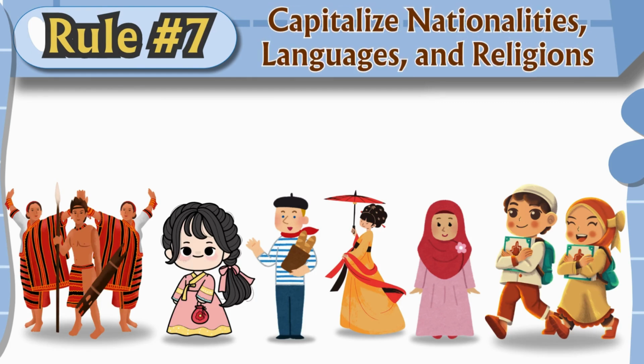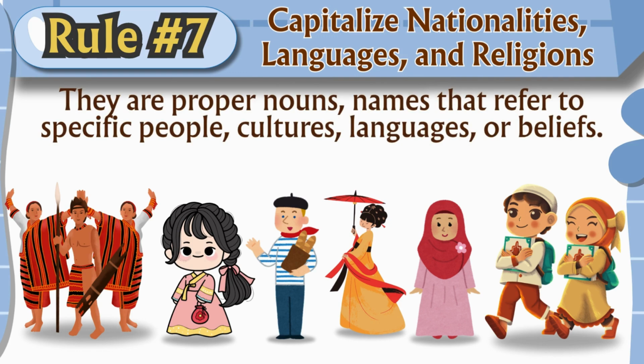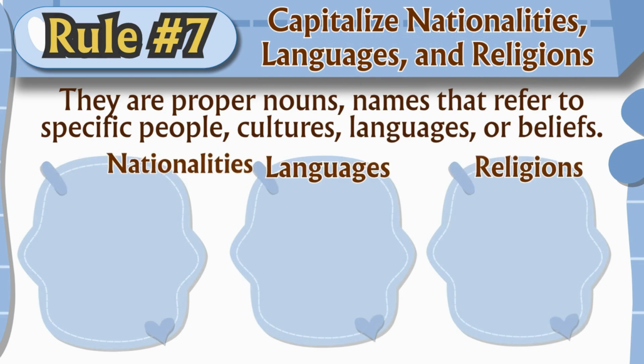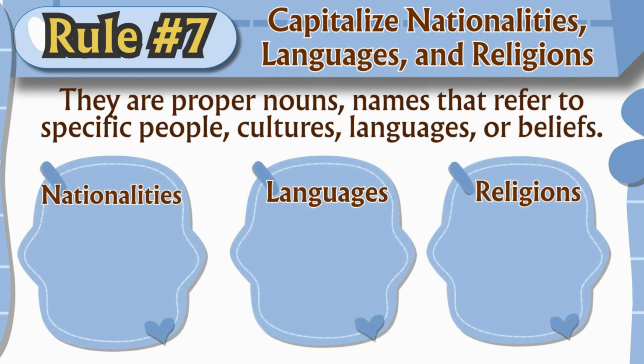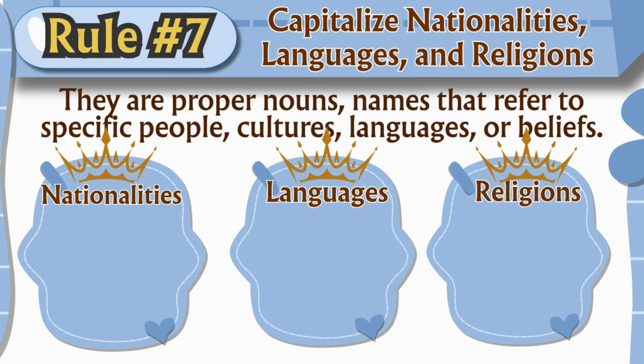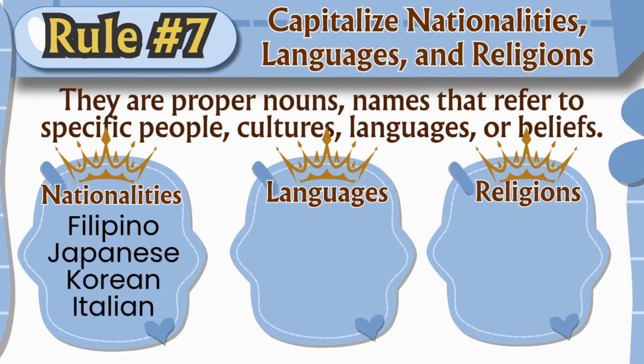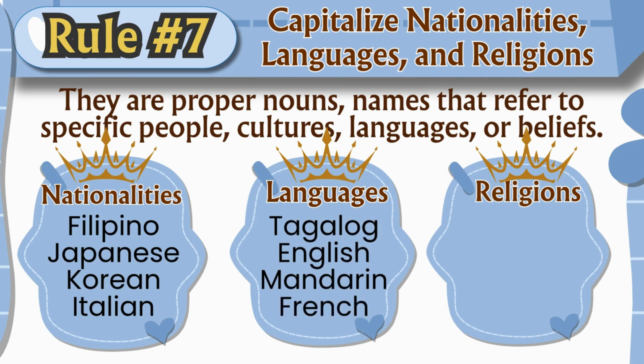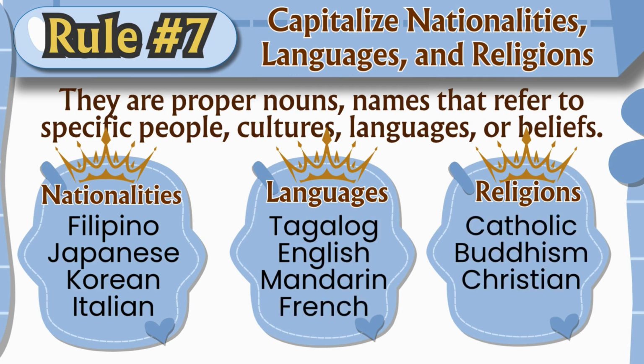This one is about showing respect, not just to people, but also to their identity, their language, and their beliefs. Whenever we write nationalities, languages, and religions, we always start them with a capital letter. It's like giving them a little crown in our sentences. Examples for nationalities: Filipino, Japanese, Korean, Italian. For languages, Tagalog, English, Mandarin, French. And for religions, Catholic, Buddhism, Christian, Islam.